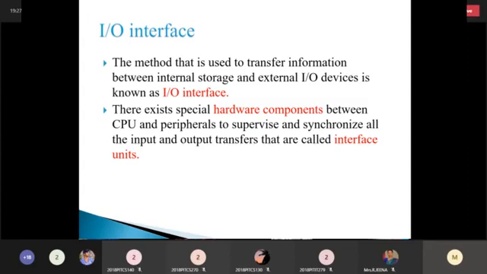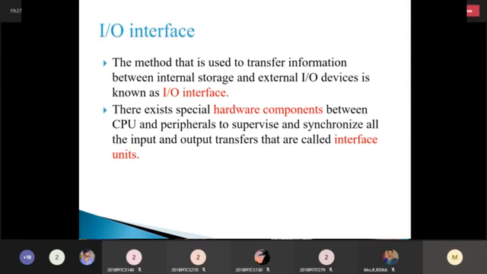Input interface. What is meant by input? What is meant by output? What is meant by interface? So input is nothing but whatever input we are giving using our input device. Output, in the sense, after processing this input, you'll be getting the output through the output device. So intermediate, some interface is there to transfer the information.